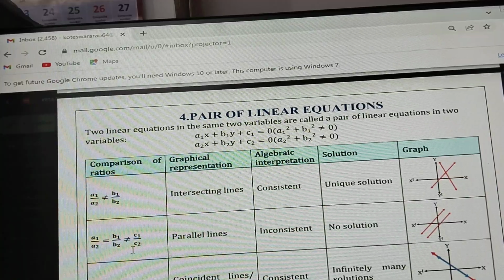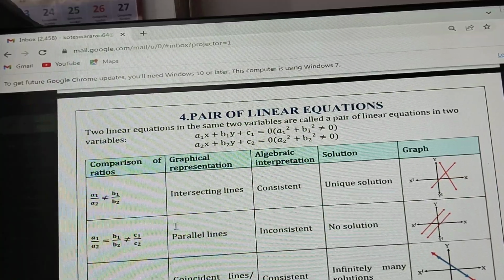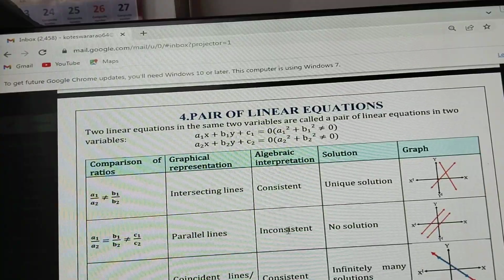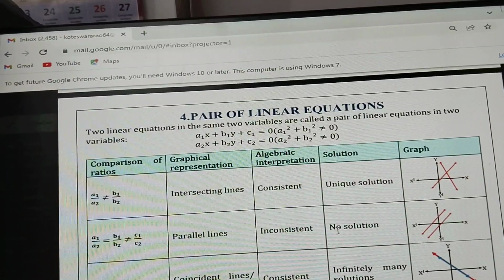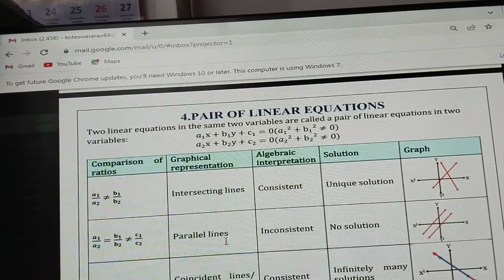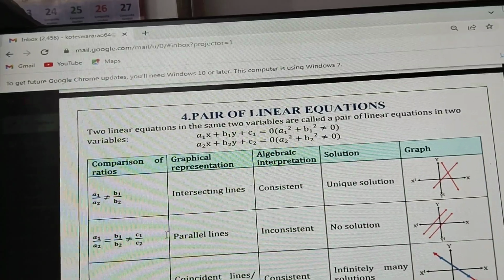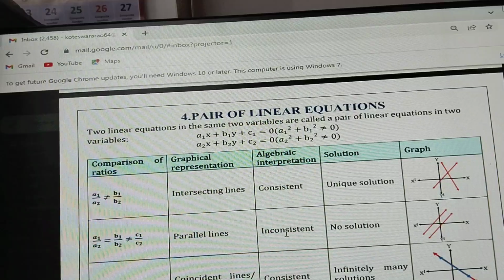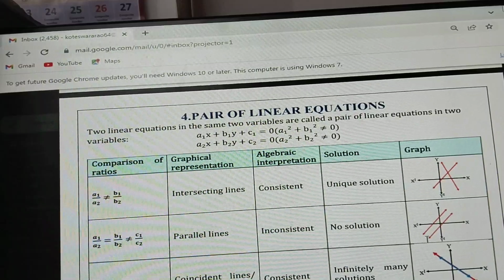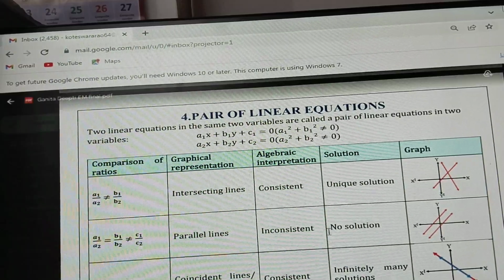Next condition, look here: a1 by a2 is equal to b1 by b2 is not equal to c1 by c2. It is called parallel lines. So inconsistent, no solution. There is no solution for finding the x and y values. When these conditions are satisfied, it is called parallel lines. This is inconsistent, no solution. So this is the graphical representation.